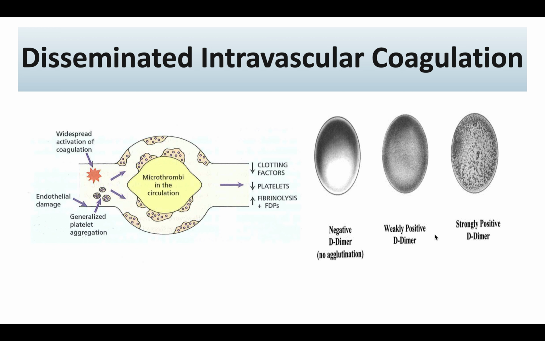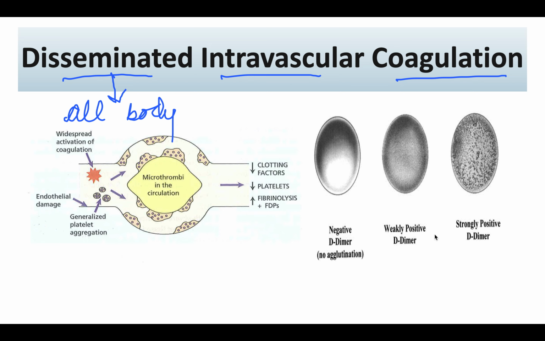Hello everyone, in this video we'll discuss DIC. DIC is also known as disseminated intravascular coagulation. Now, the word disseminated means that the lesion, this abnormality, is present all over the body. Then you have intravascular. Intravascular means it is inside the blood vessels. The abnormality which is taking place is inside the blood vessels. And coagulation, that is thrombosis.